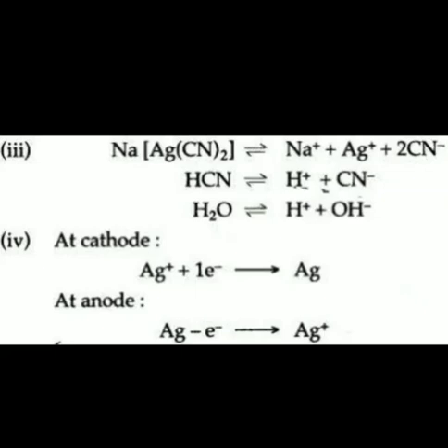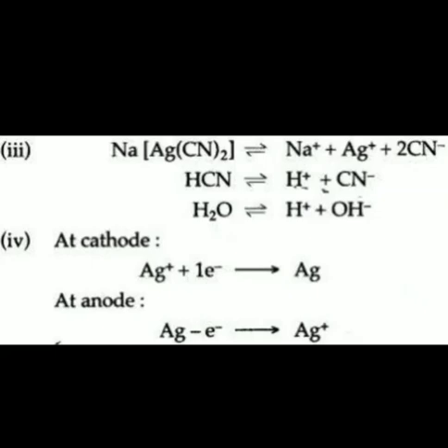Silver is below in the electrochemical series, so it will go towards the cathode, take an electron and become neutral silver metal. That means the silver ion will be discharged at the cathode and gain one electron. So what is the reaction at the cathode? Ag+ gains one electron and forms silver metal.